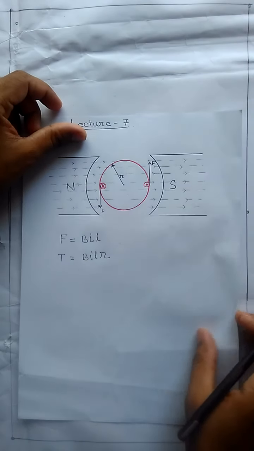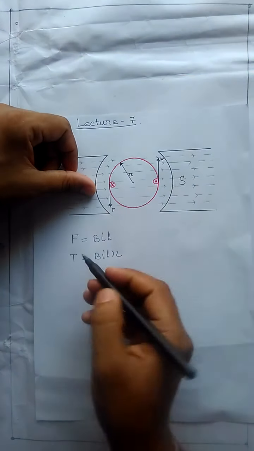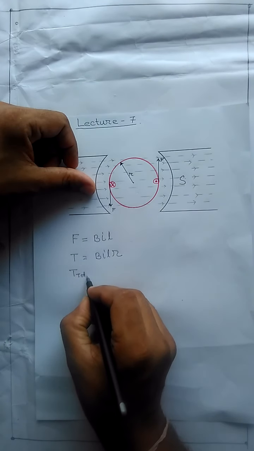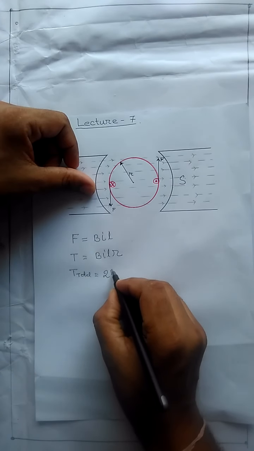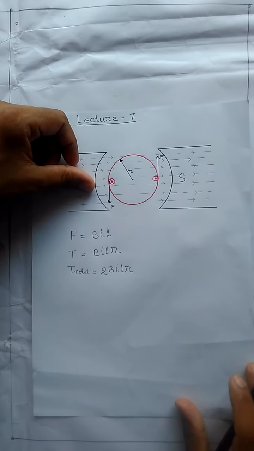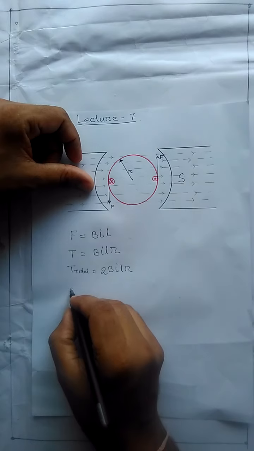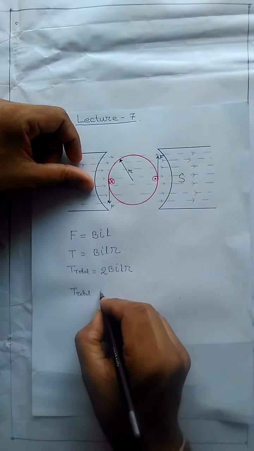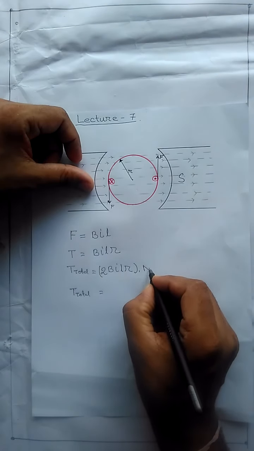Now there are two such forces, one acting in this direction, another acting in this direction. So the total torque produced by both the conductors is equal to 2 into B I L into R. Now instead of one conductor, if there are N number of conductors, then the total torque for N number of conductors will be equal to this into N.